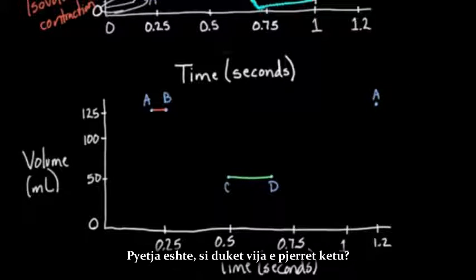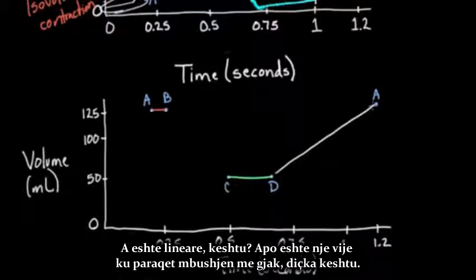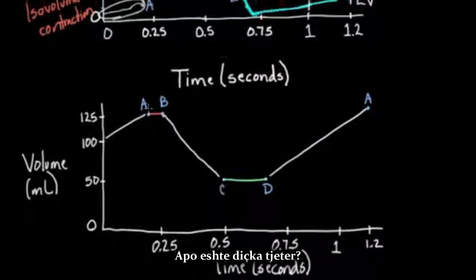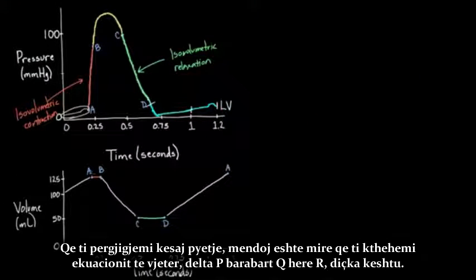So the question is, what is the slope of the line here? Is it just a linear thing like that? Is it just a line where blood fills in something like this? Or is it something a little bit different from that? And to answer this question, I think it really is helpful to revisit that old equation, delta P equals Q times R. Something like that, right?